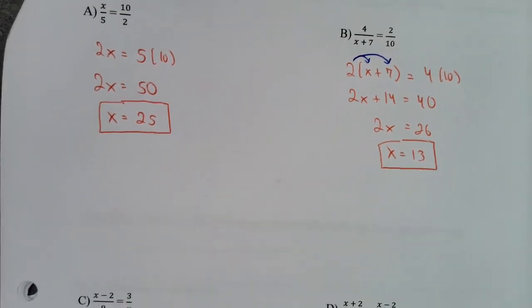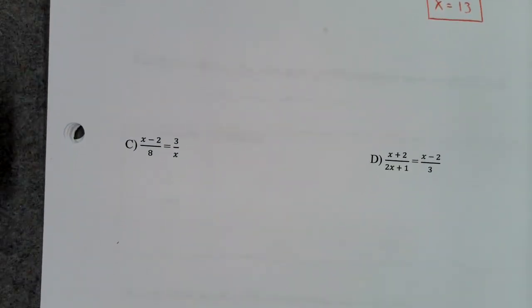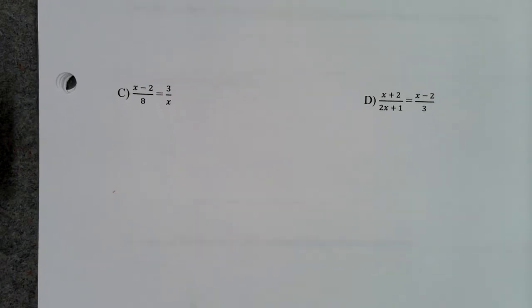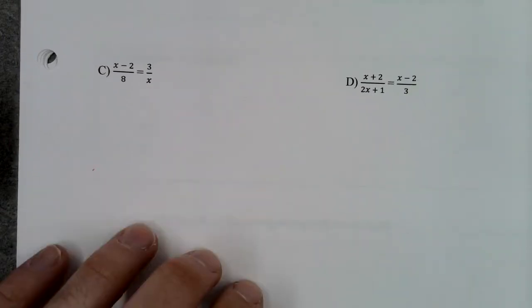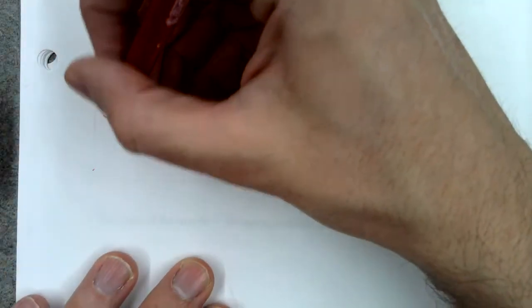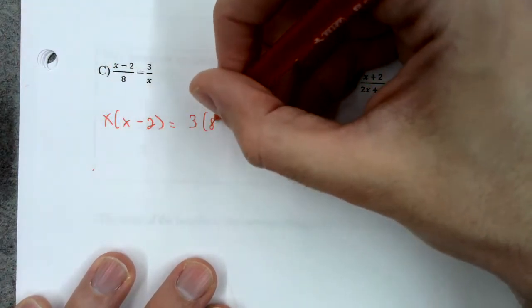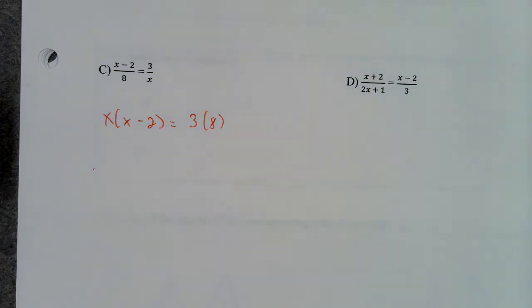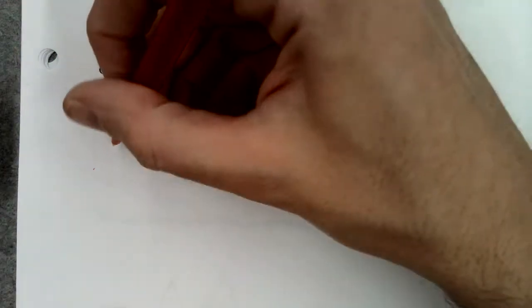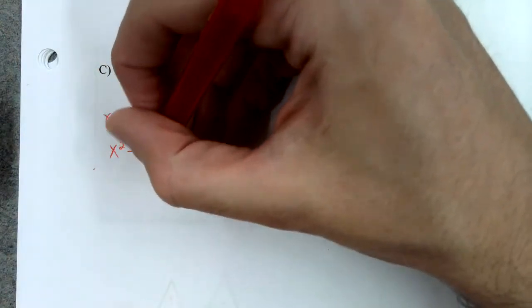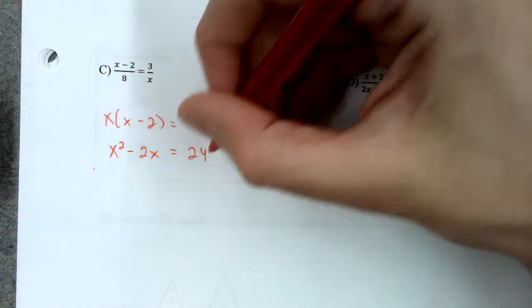All right, now we're going to do some tricky ones because these are going to involve quadratics. Multiply the diagonals. X times x minus 2 equals 3 times 8. So now you're going to distribute on the left. X squared minus 2x equals 24.